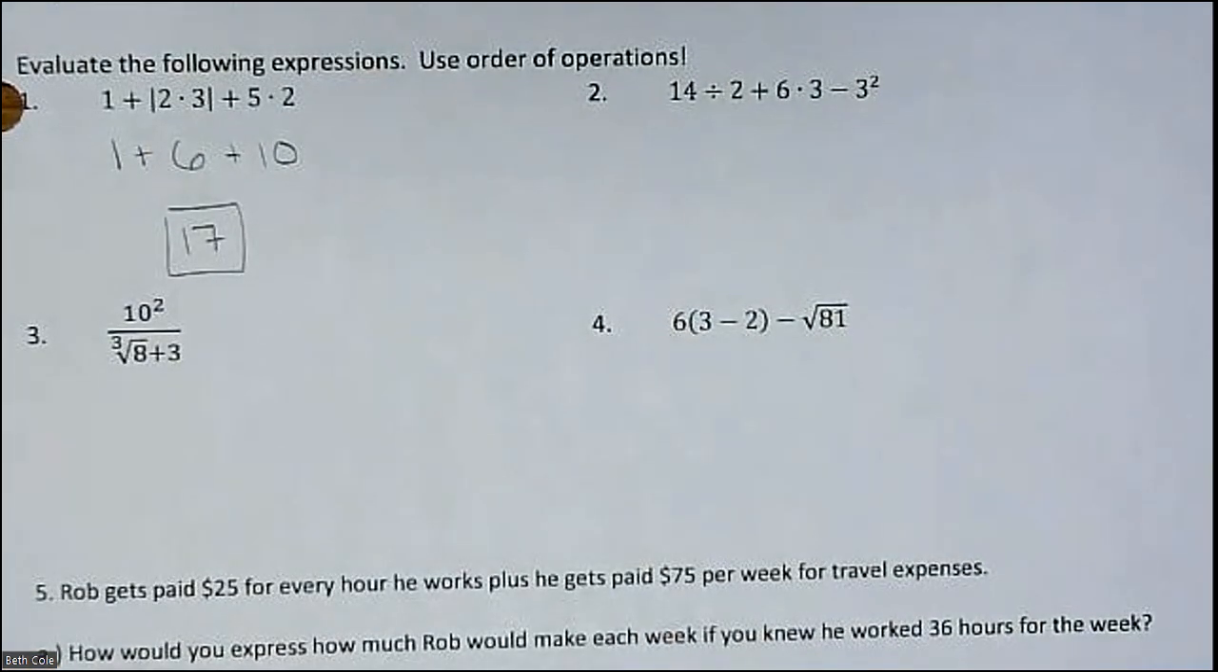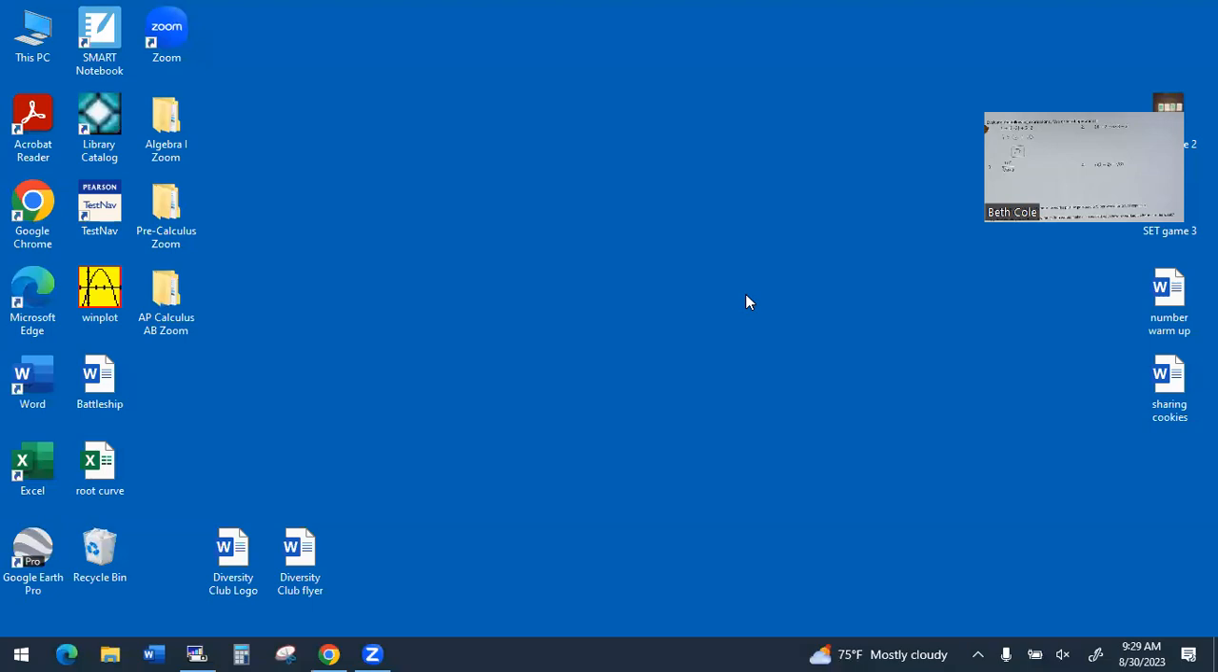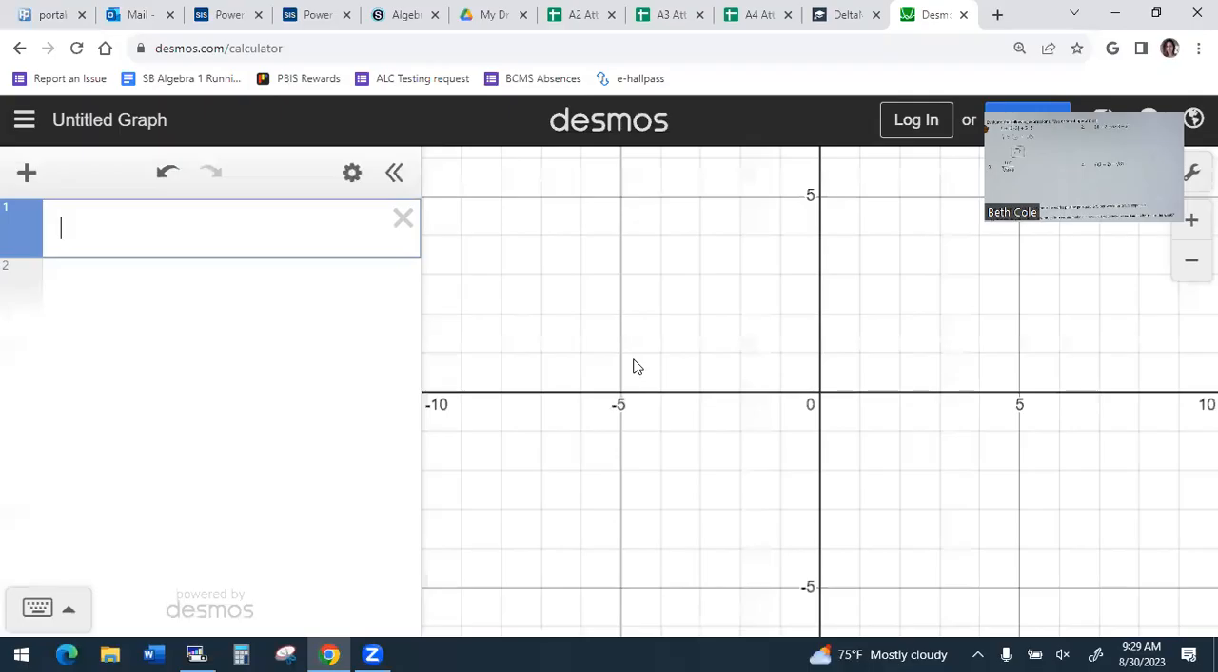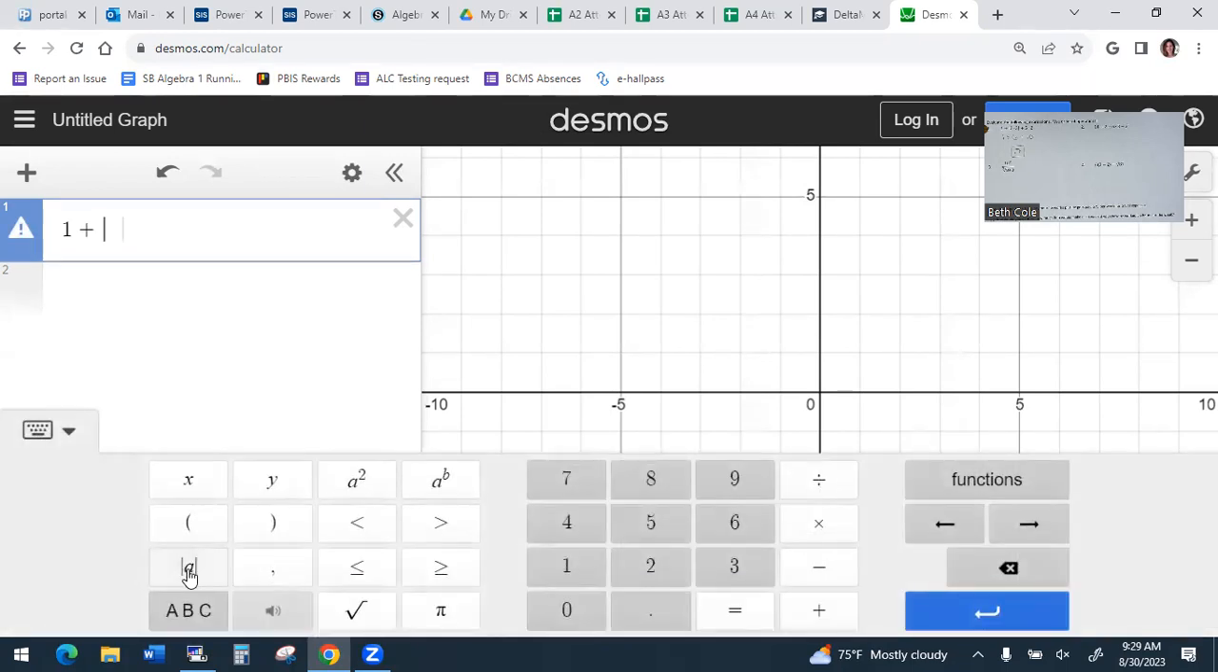And again, I'm going to go through the others without a calculator too, just so we can practice doing that. But can you guys just watch for a second? Because I would like for no one to miss these questions. You can literally just type it in right here. Watch. 1 plus, and then when you get the absolute value, that's down here in your keyboard. So absolute value, 2 times 3. And then I'm going to hit the right arrow to get out of there. And then plus, 5 times 2. Look at that. And it says the answer is 17.